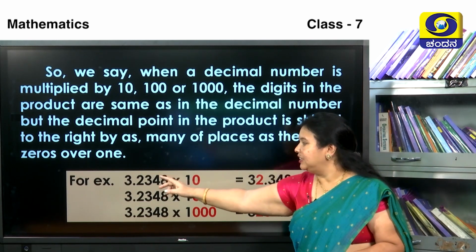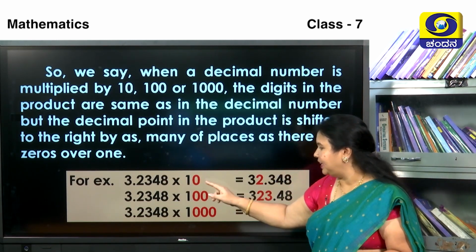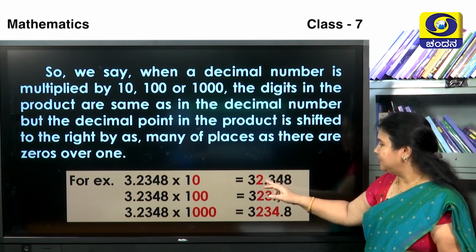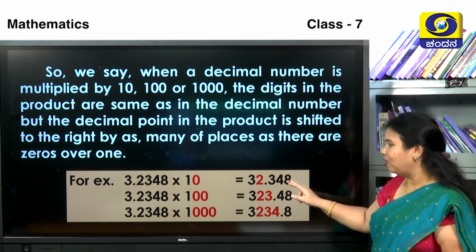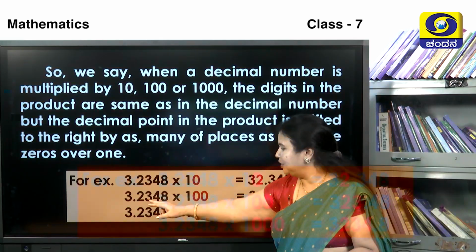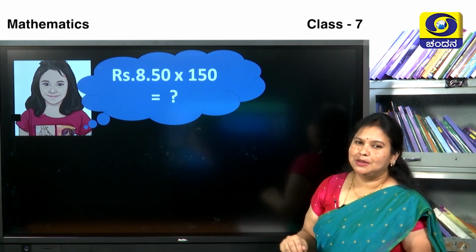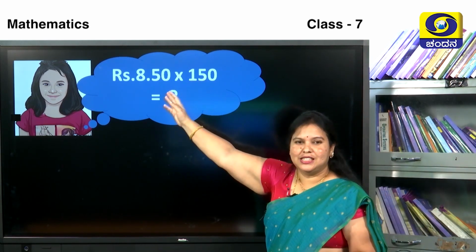Here, 3.2348 into 10. You know already how to multiply these numbers. So, we will get 32.348. Second one, the same number is multiplied by 100. So, we will get 323.48. In the third one also, the same number is multiplied by 1000. So, we get 3234.8. Now, we will multiply 3 digits with a decimal number.